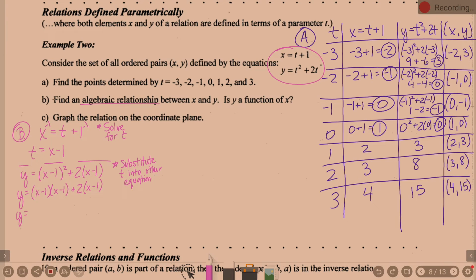So when I FOIL, I'm going to have x squared minus 1x, and minus 1x is going to be minus 2x. Minus 1 times minus 1 is going to be plus 1. 2 times x minus 1, we're going to distribute. Becomes 2x minus 2. I have x squared, minus 2x plus 2x cancel. Plus 1 minus 2 is minus 1.